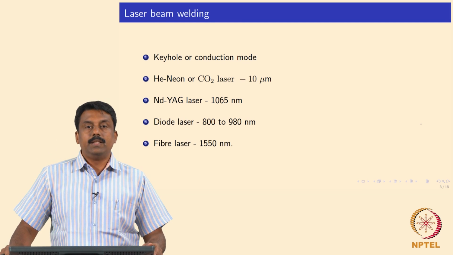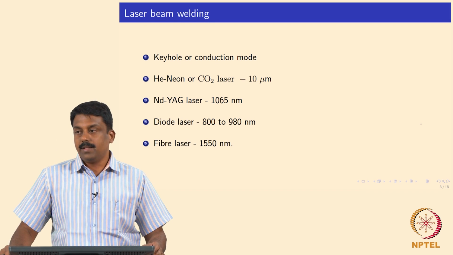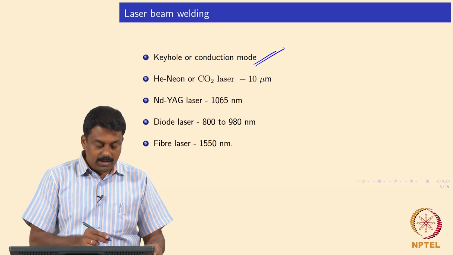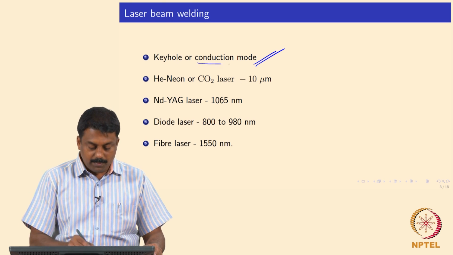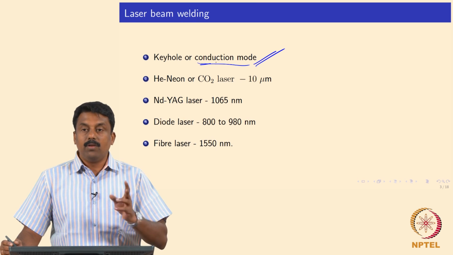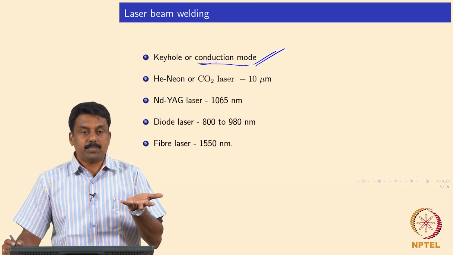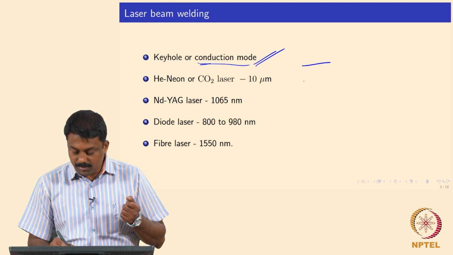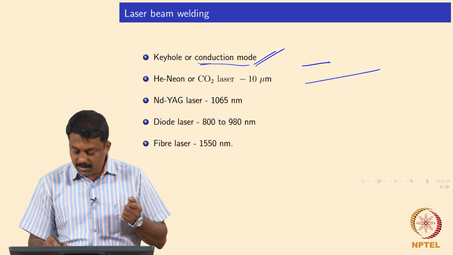So, what are the types of lasers we can have? Welding is generally carried out either in keyhole mode or conduction mode. What do we mean by keyhole and conduction mode? I have already explained this during plasma welding, right. So, keyhole mode is, suppose this is your material.